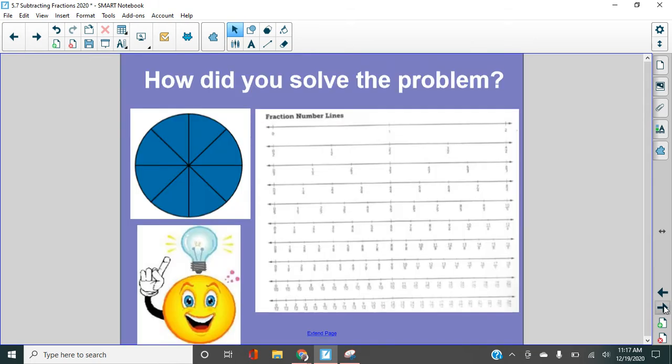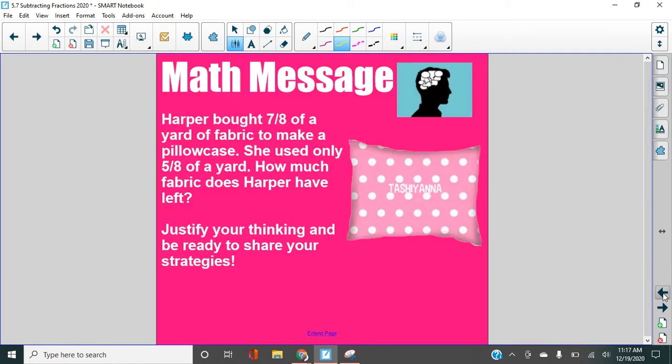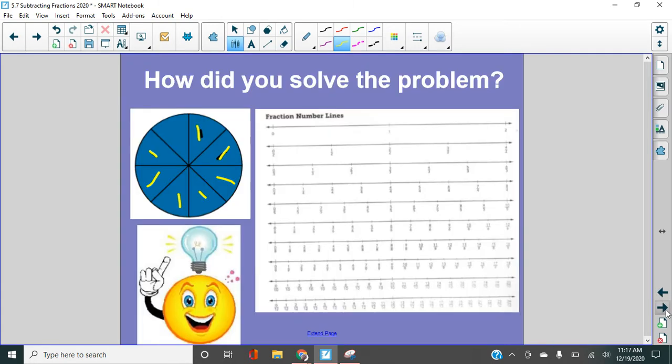All right, let's talk about this math message. We could think about eighths, right? We could think that, all right, if she had 1, 2, 3, 4, 5, 6, 7. I should say she had 7. And then she used 5 of them, right? So 1, 2, 3, 4, 5. How much does she have left? 2/8. There it is, right?